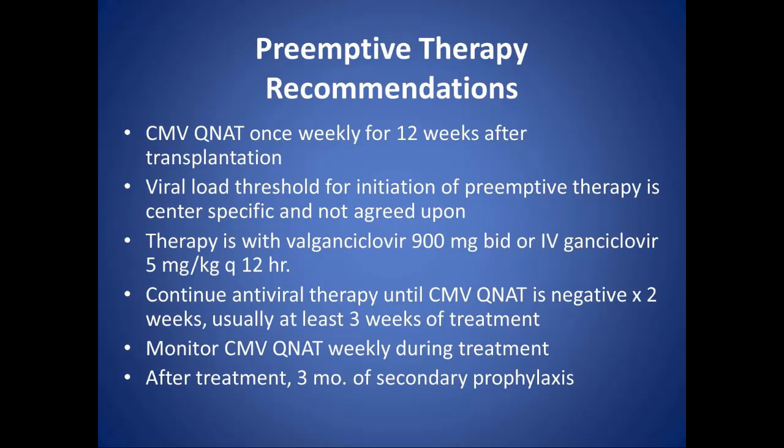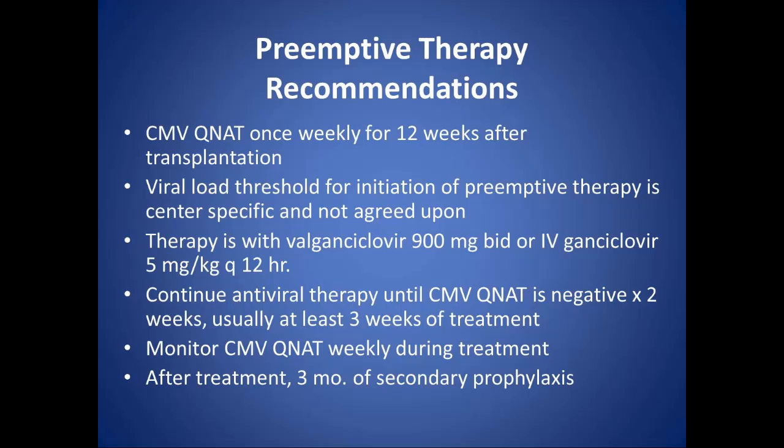If they do go above that threshold and need treatment, then therapy is Valganciclovir 900 BID or IV Ganciclovir 5 milligrams per kilogram Q12, of course, adjusted for renal function. How long do you treat them? You treat them until they have at least 2 negative CMVs a week apart, and usually it's at least 3 weeks of treatment.